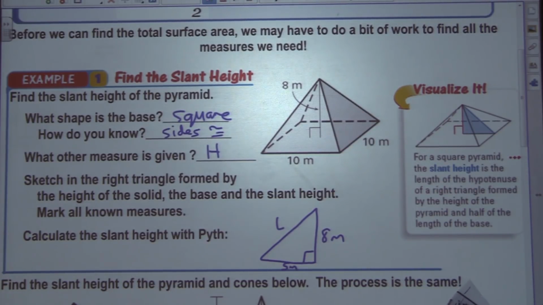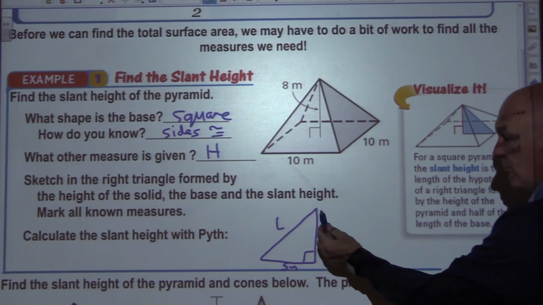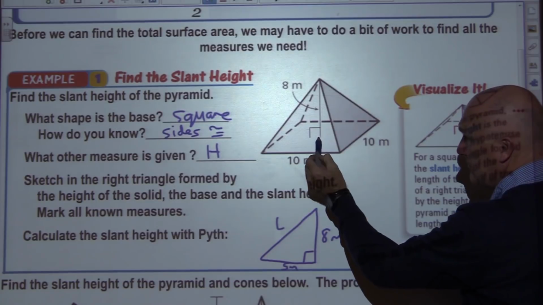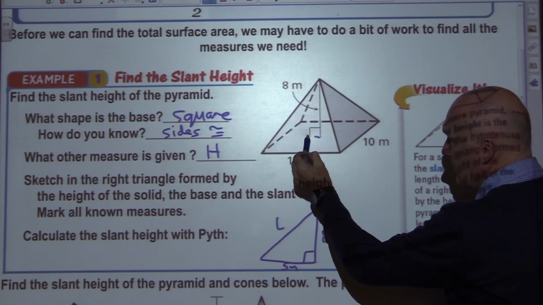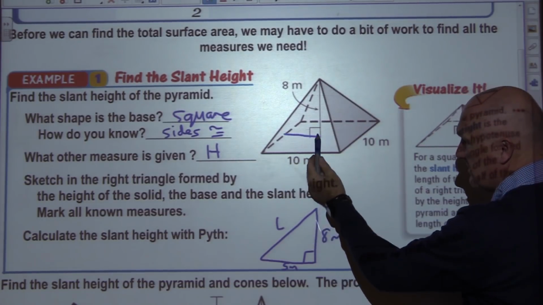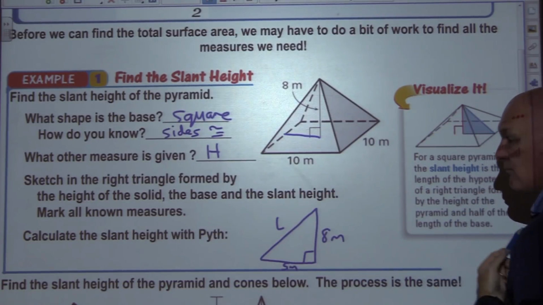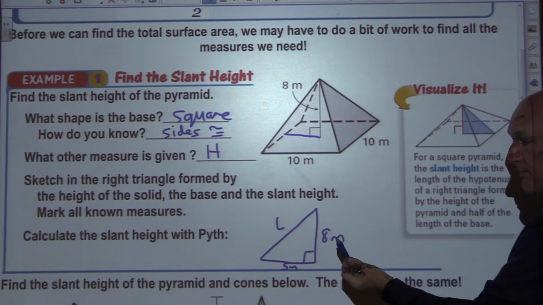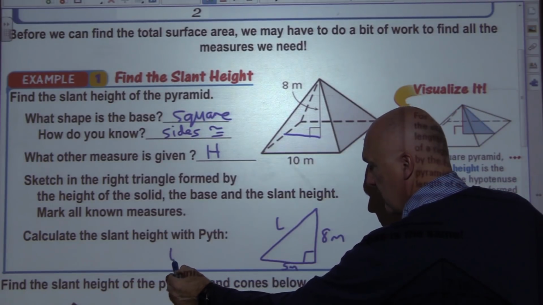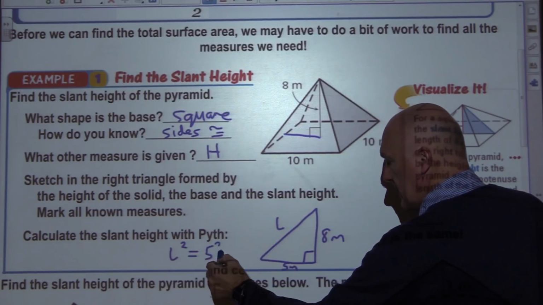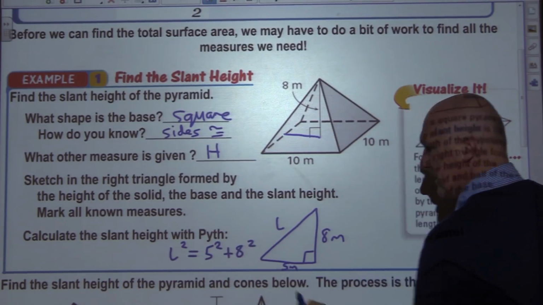So we need to use something, your old friend Pythagoras. So I've drawn the triangle here. This is the height here, 8. It makes a right angle, and then what I've actually got is really this coming across here, which is half the length of 10. So we get 5. So then we do our old friend Pythagoras, as I said. So L squared is equal to 5 squared plus 8 squared.